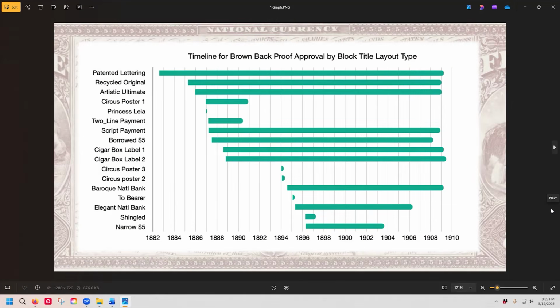Obviously, some designs lasted a long time and some look like barely a blip. Yes, and I'm assuming you'll talk about that when we go through them. Yeah. That really is the timeline of when the BEP was working on those notes.